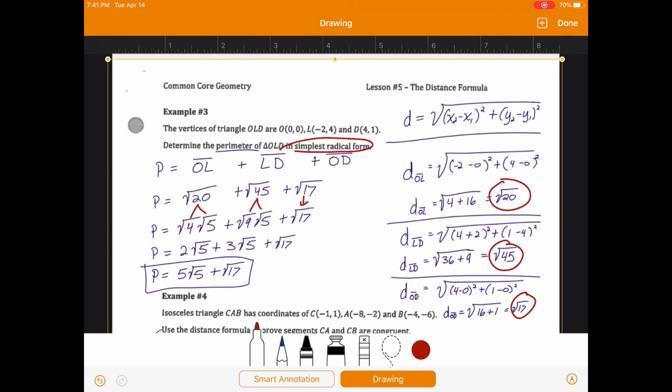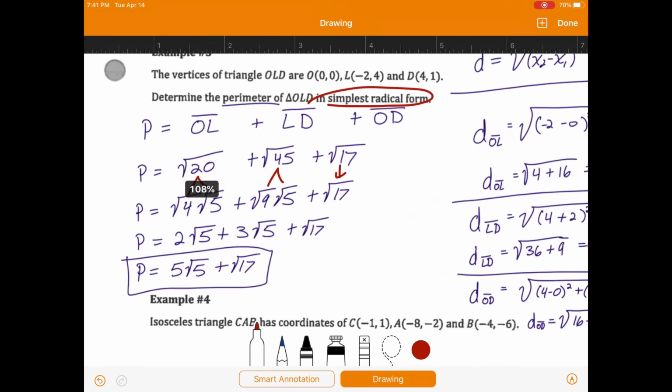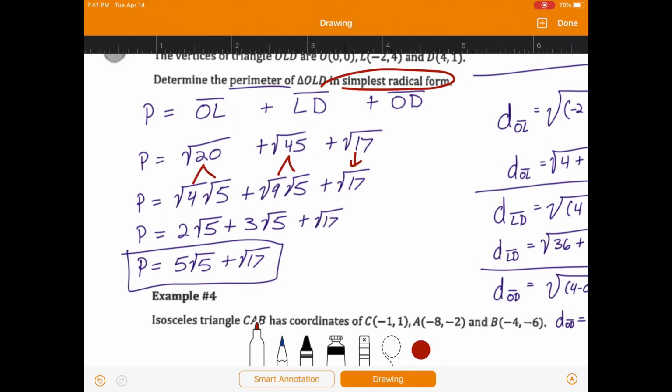And then you can do like we did in the beginning of, wasn't the last unit, 2 units ago? And we can combine like terms. So the 4 becomes a 2, square root of 9 is a 3, and then just like 2x plus 3x equals 5x, 2 square root of 5 plus 3 square root of 5 equals 5 square root of 5. And then this plus square root of 17 just kind of hangs on the end. So this is our answer for this one.